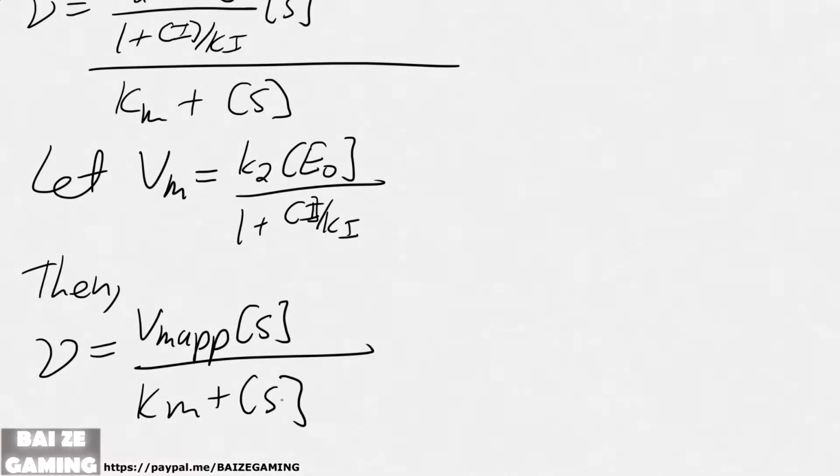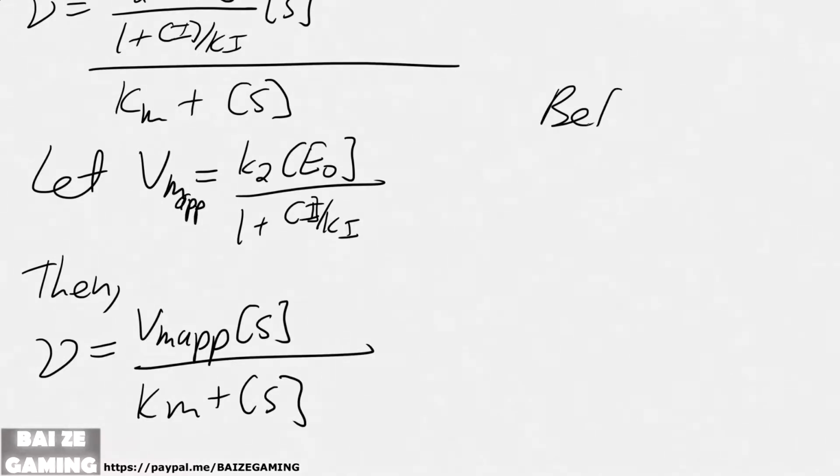Now, let's look closely at this. See how we increase the denominator? In the case of no inhibition, I will just be 0, and then you just end up getting what we got before for the no inhibition case. How does this Vm app compare to Vm?